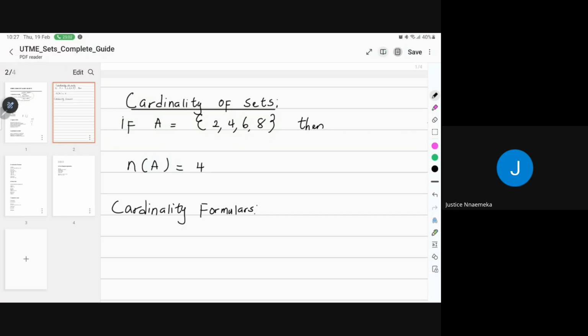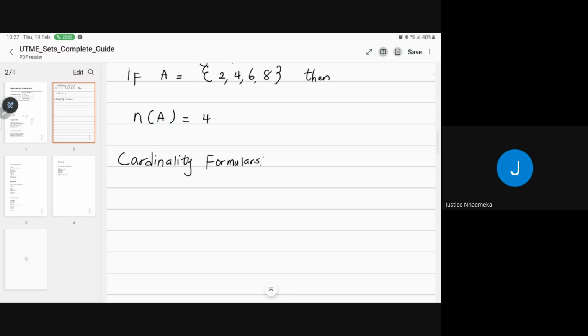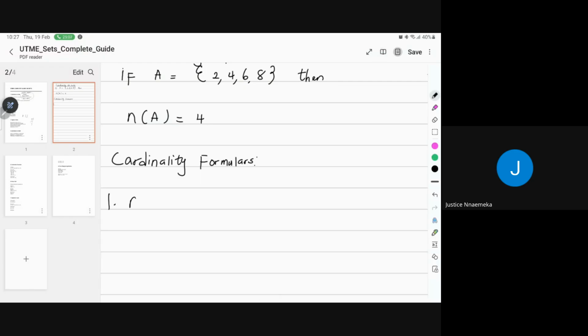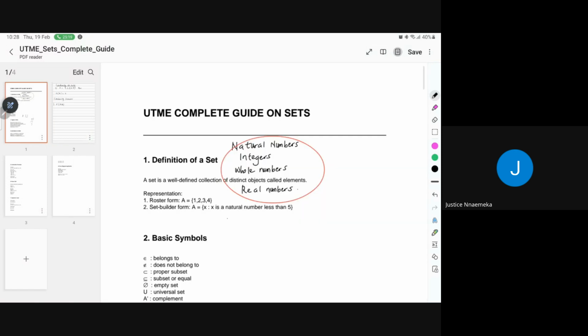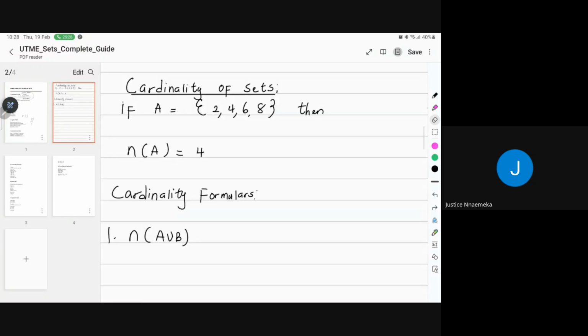That we need to know is, number one, the number of elements in A union B. Do you know what is A union B? I think I'm going to talk about A union B first, because I didn't talk about the operations on a set. Okay, before I talk about this cardinality, let's look at the operations of a set. I think that will make more sense. Instead of skipping to this, let's look at operations on a set.